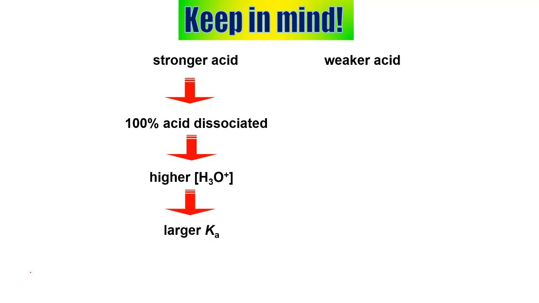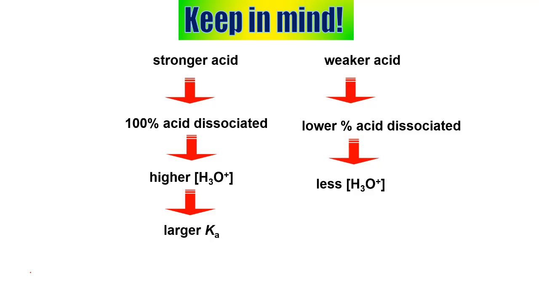Okay. If it is a weaker acid, kita tahu weaker acid dissociate very slightly. Okay. Jadi, it has lower percentage acid dissociated. Peratusan acid yang dissociate tu tidak 100% sebab dia dissociates very slightly. Jadi, bila dia dissociate very slightly, dia akan form kurang. Dia akan form sedikit saja hydronium ion. Jadi, concentration of hydronium ion itu less ataupun lower. Jadi, it has smaller Ka value.